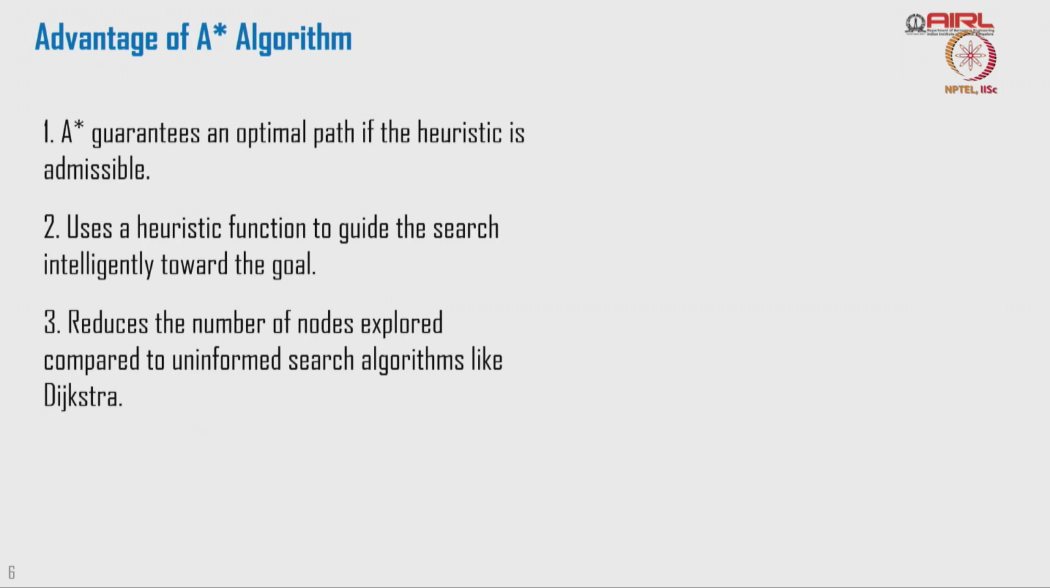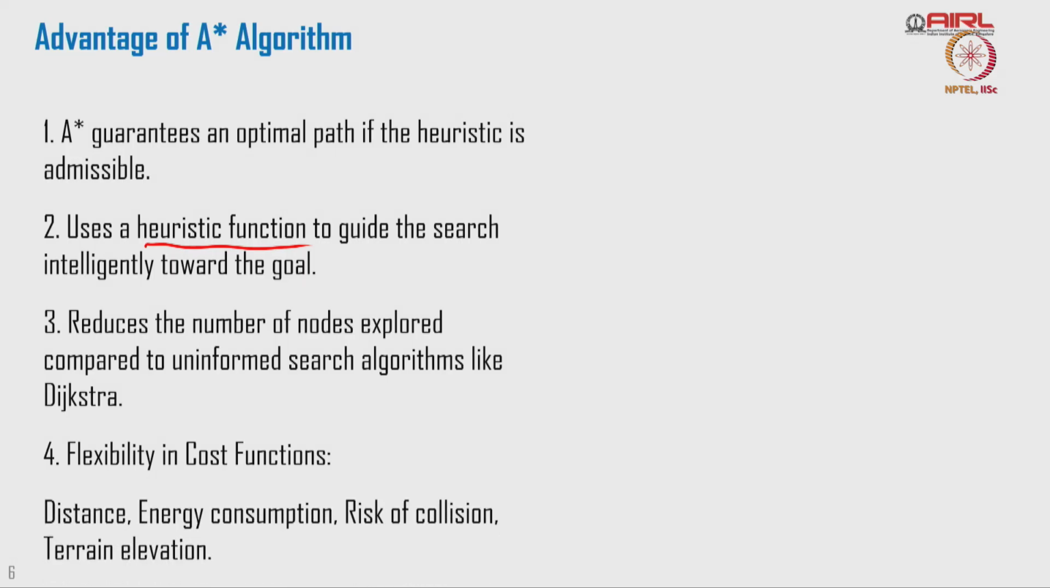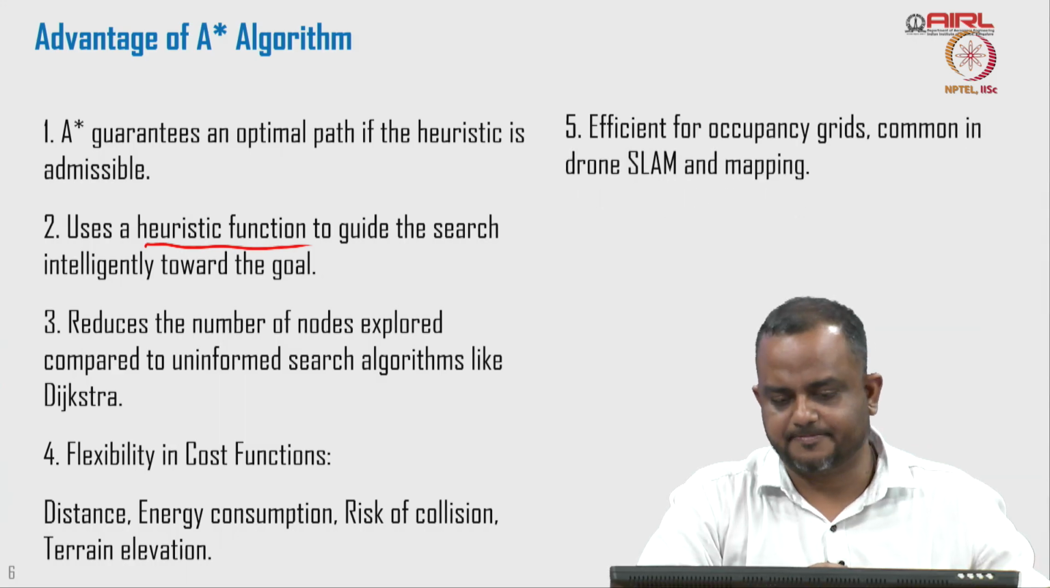How is it reducing the number of nodes? Because now it will consider the total effort from the node to reach the goal, which is included in the heuristic function. So, in that way the complexity is also reduced. Now, cost functions can be chosen flexibly, taking into account distance, energy consumption, risk of collision, terrain elevation, something like that, which was not the case in Dijkstra algorithm. It was talking only about the shortest path, right.